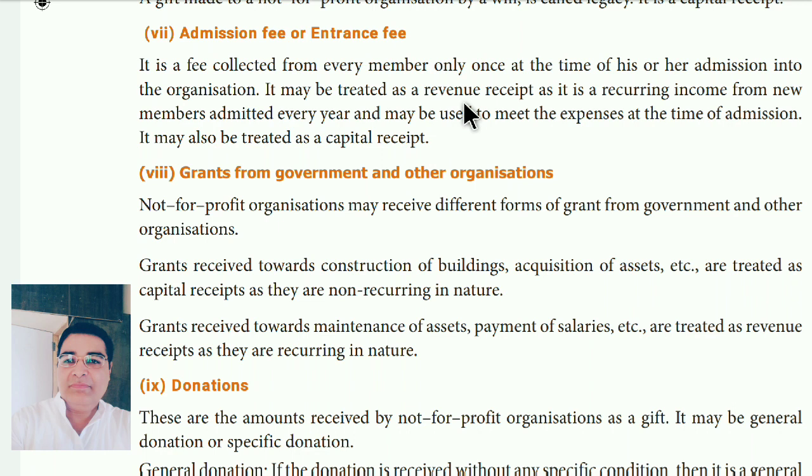So especially it will be treated as a revenue receipt. Sometimes it will also be treated as a capital receipt: admission fees or entrance fees.